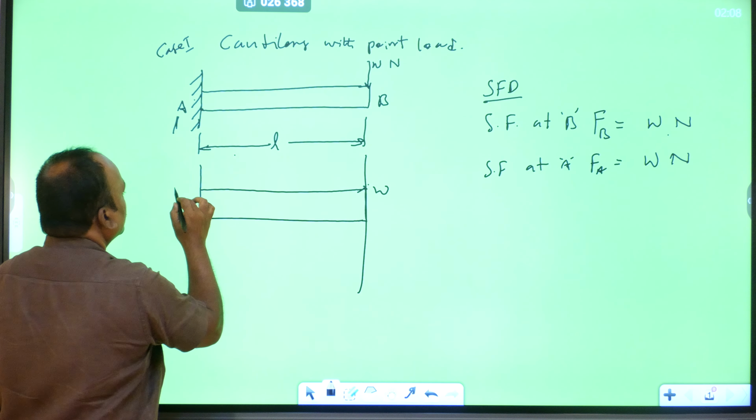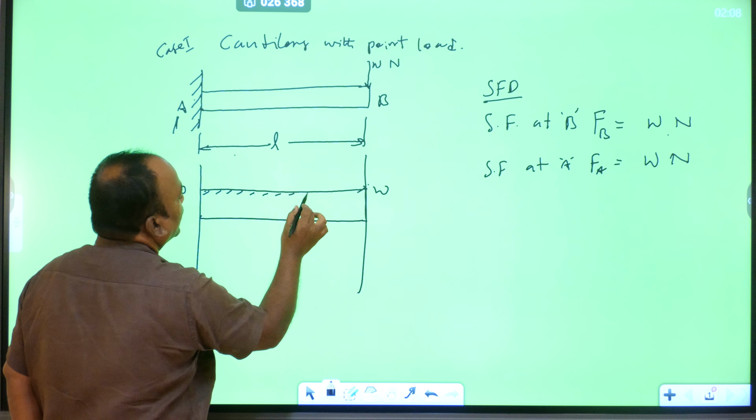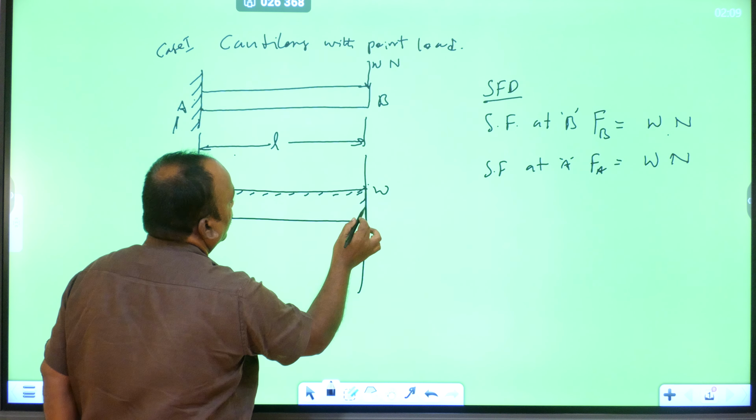After drawing the SFD, draw hatching lines inside, at the border line only. After that, indicate the sign convention in the diagram, which is positive here. Also indicate the name: this is the shear force diagram. Next, BMD.